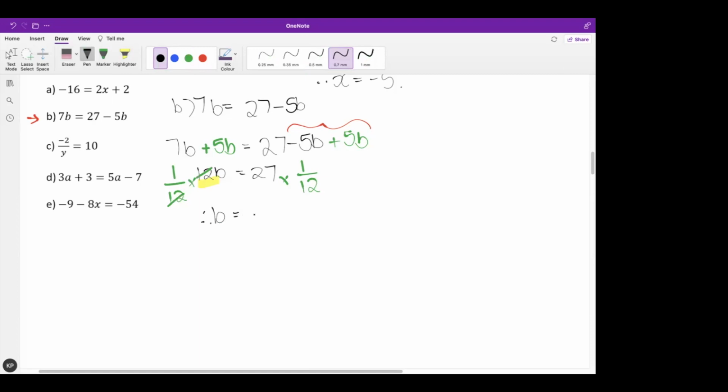So therefore, b is equal to, here we cannot cancel anything. We can actually, I spoke too soon. What goes into 27 and 12? Which number can go into both 27 and 12? 3. And how many times does it go into 12?